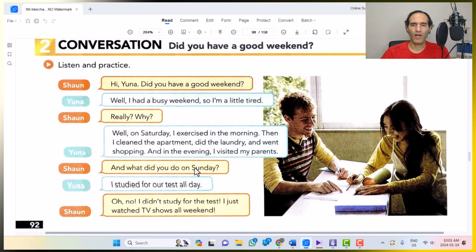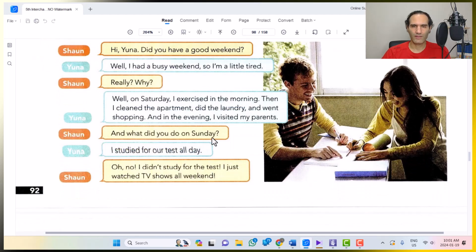In the evening, I went shopping. Question: Did you go shopping? Yes, I did. In the evening, I visited my parents. Question: Did you visit your parents? And in the evening, question for that? When did you visit your parents? Excellent.